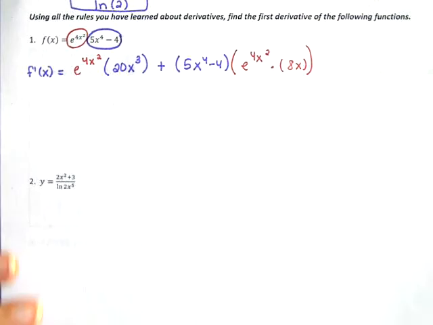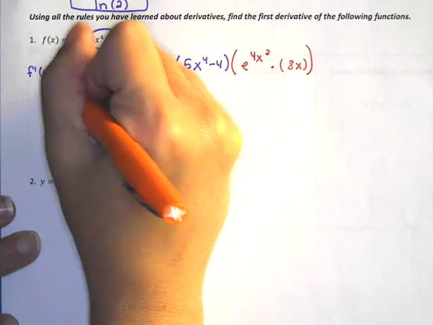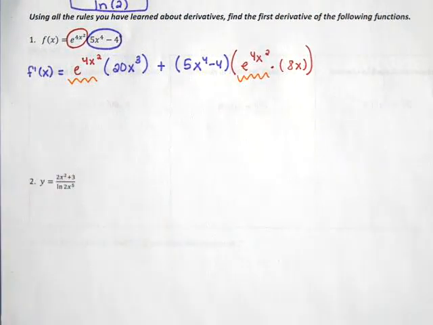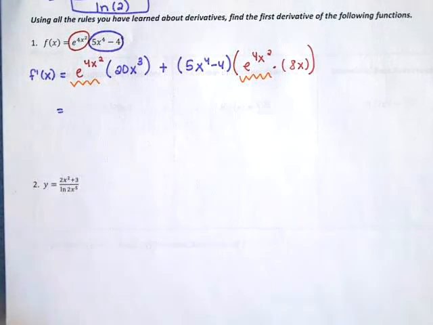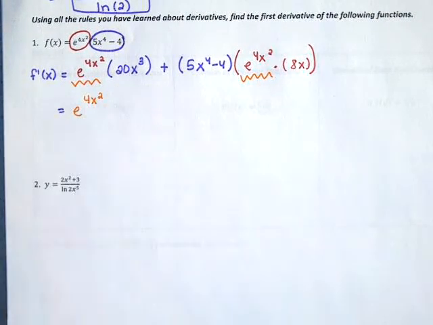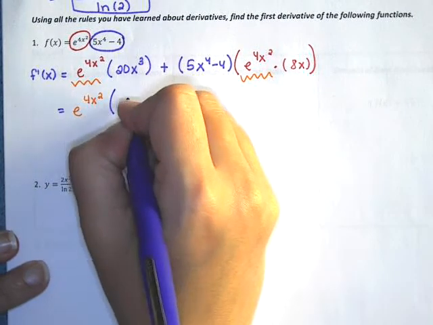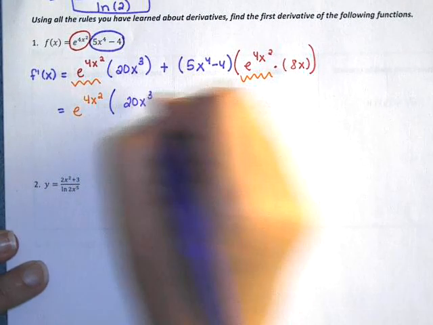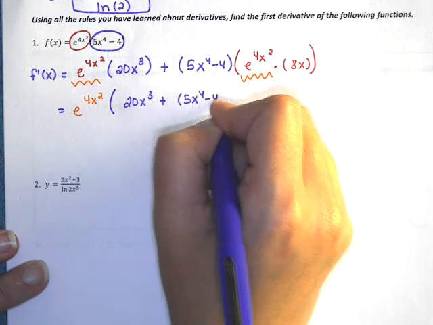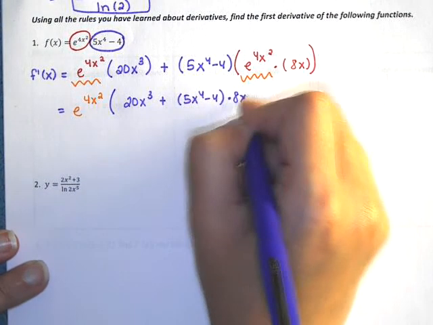Now, if you think way back to when we were learning to simplify really complicated derivatives, we said, since this guy has an e to the 4x squared and this guy has an e to the 4x squared, we can factor that out. Now, what's left would be 20x to the third plus 5x to the fourth minus 4 times 8x.